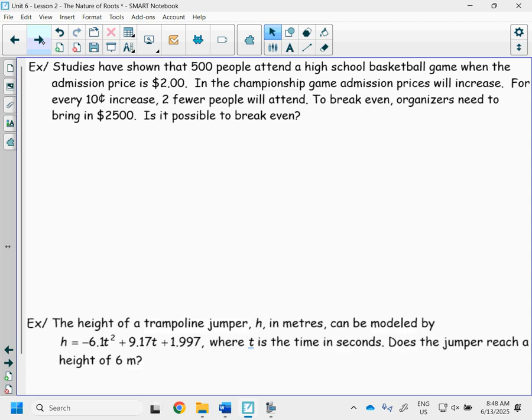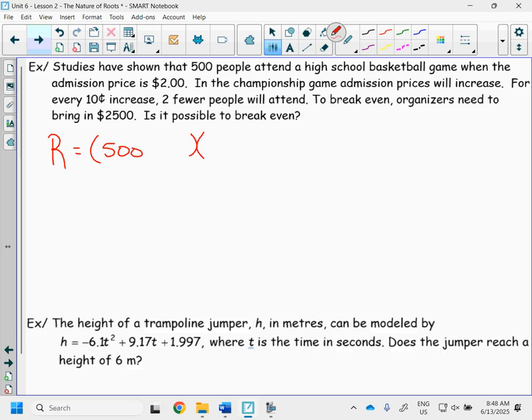Typical money problem. We've done this a few times. Studies have shown that 500 people attend a high school basketball game when the admission price is $2. It sounds like a typical money question to me. So my revenue is, okay, we have 500 people and we have $2. That would make us $1,000.